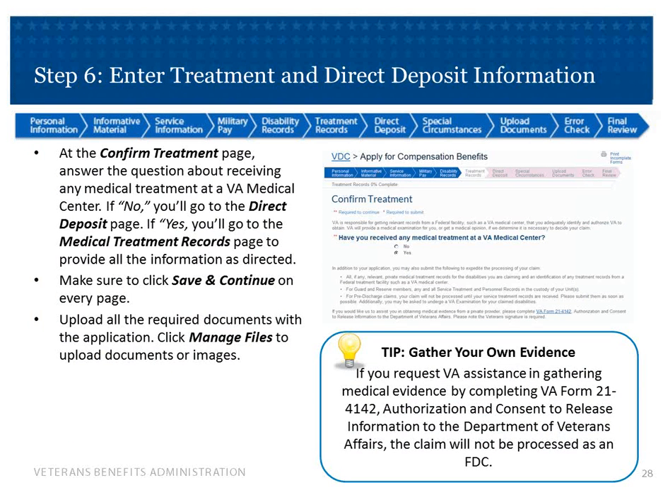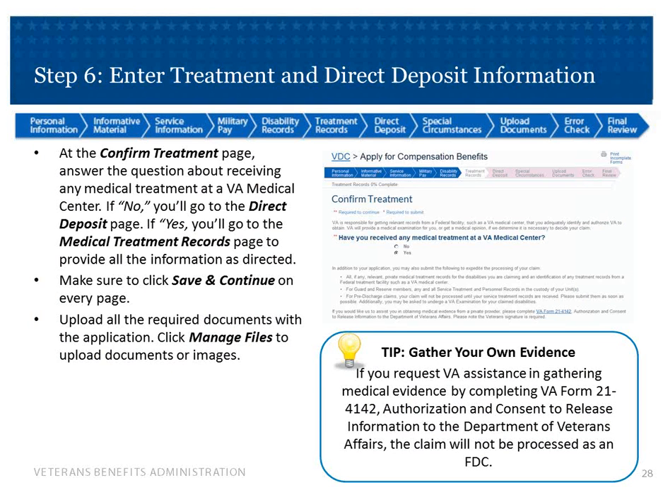VA medical records are federal records. However, here is where the claimant can also request and submit copies of relevant private medical treatment records from his or her private medical provider. It is important to note that if the claimant requests VA assistance in gathering medical evidence, his or her claim will not be processed as an FDC.